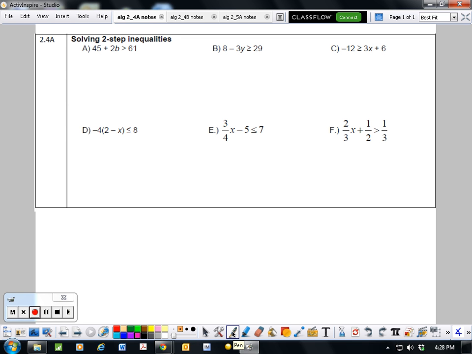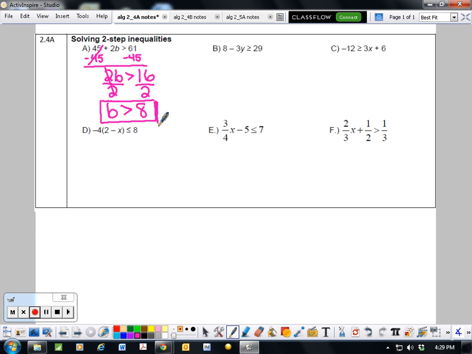So I'm going to move everything away from the b, starting with the 45. Since the 45 is positive, I minus 45 on both sides. So that's going to cancel out, become 0, go away. And now I'm left with 2b is greater than, and then I'm going to do 61 minus 45, which gives me 16. Now I have to get rid of the 2, so I divide by 2 on both sides. The 2's cancel out, and b is greater than 8. And that's my inequality. That's all my possible solutions.